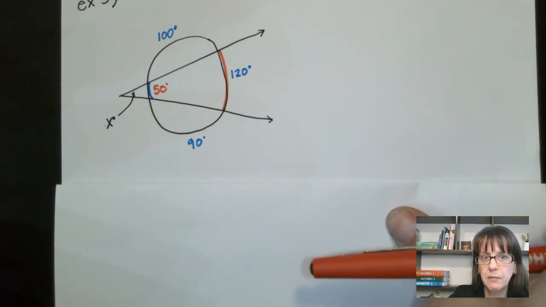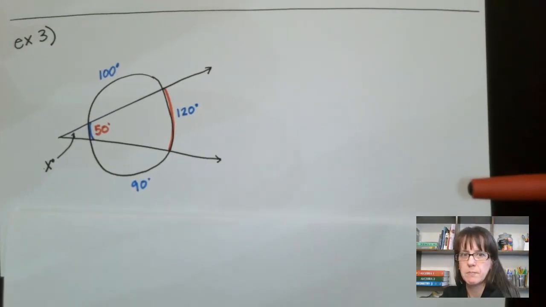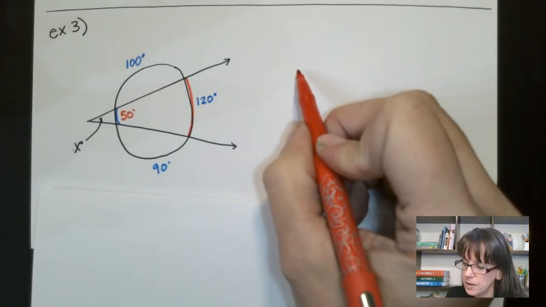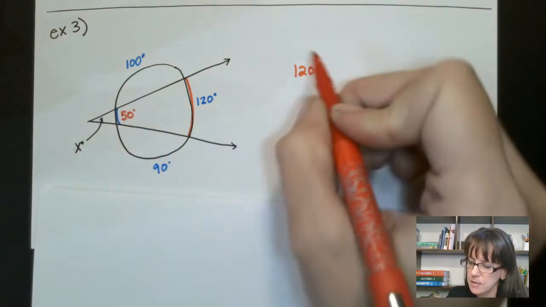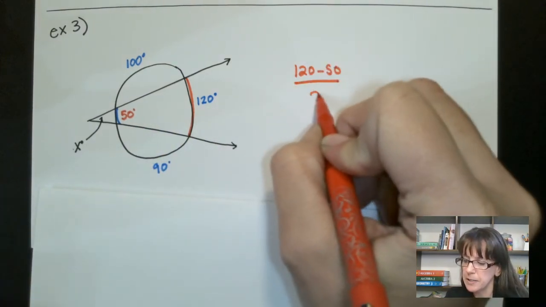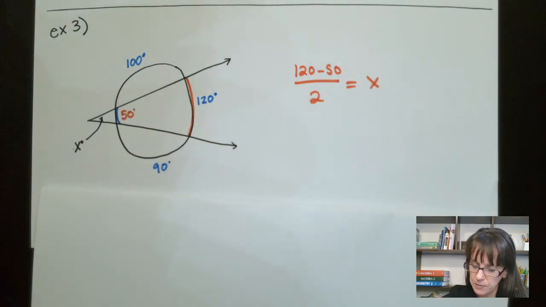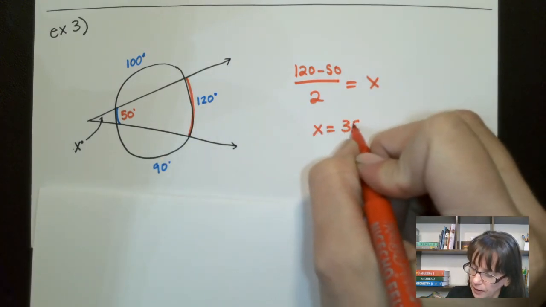So in order for us to find our X here, we would say 120, that's this arc right here, minus 50, divided by 2, equals X. So 120 minus 50 gives us 70, and divide that by 2, we get 35. So X would equal 35 degrees.